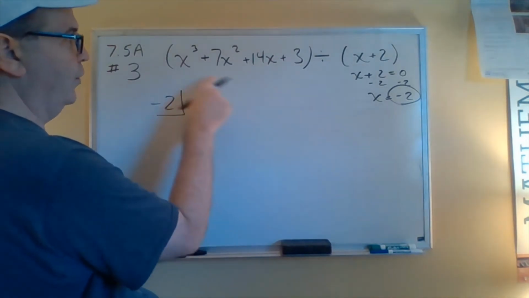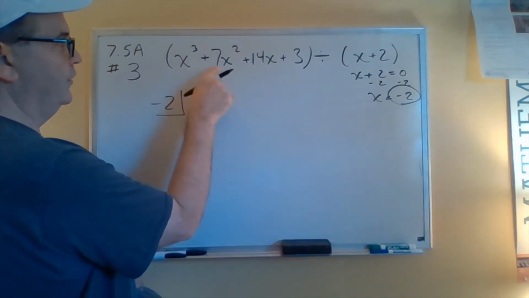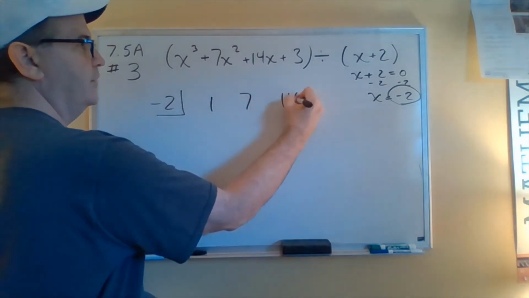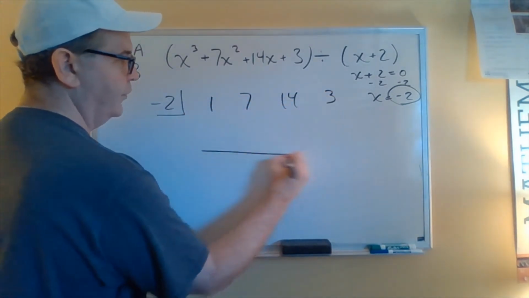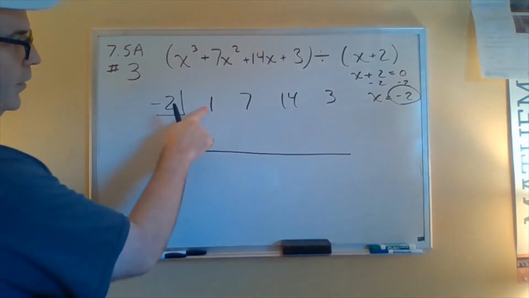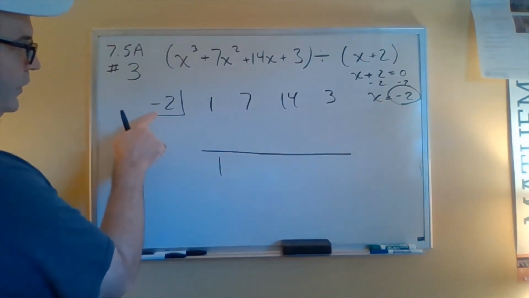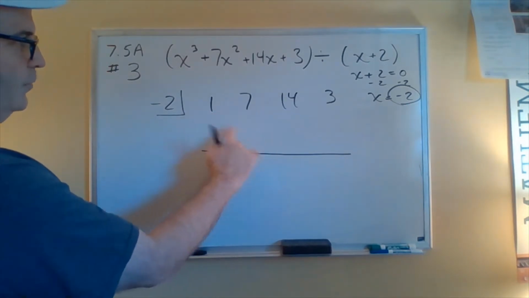I'm going to list the coefficients of my polynomial: 1, 7, 14, and 3. I'll list those right here. Draw my little division line here. I'm going to carry my first term down, and then I'm going to go through an alternating pattern of multiply, add, multiply, add.